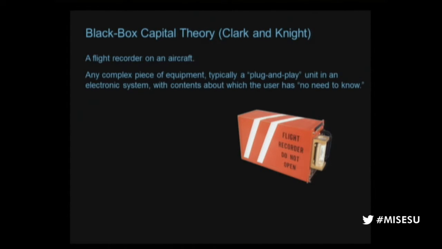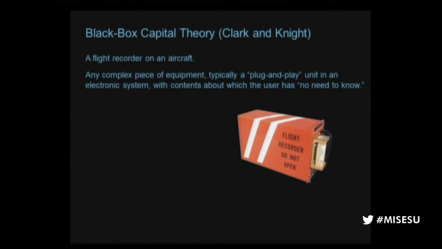So any complex piece of equipment, typically a plug-and-play unit, an electronic system with contents about which the user has no need to know. That's why they call this a black box. Not because it's black, it's not, it's orange. But because the airlines build an airplane, but they don't put together the electronics for a black box, they just order one. It comes with an input cord and an output cord, and they plug it in, it's plug and play, and they leave it alone. That's their black box, okay?